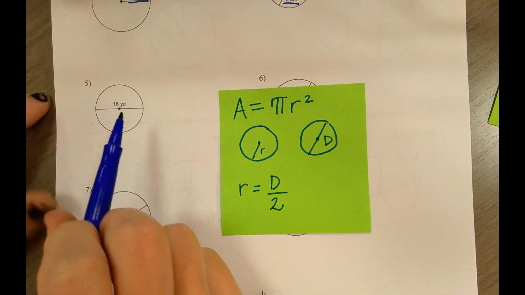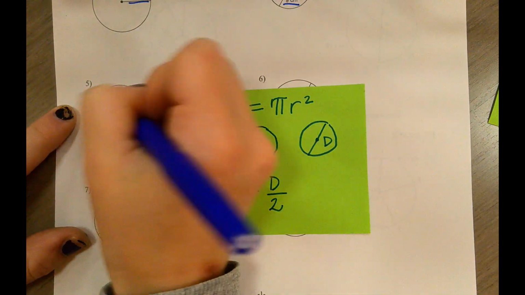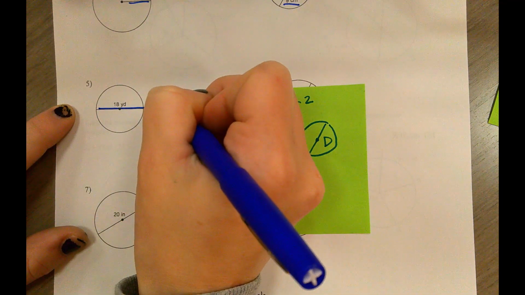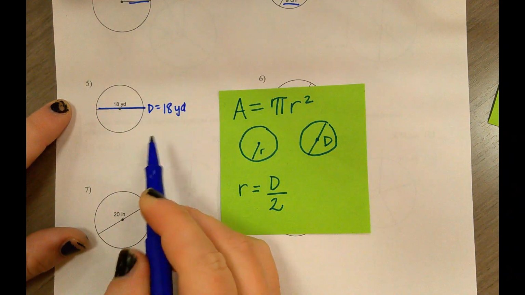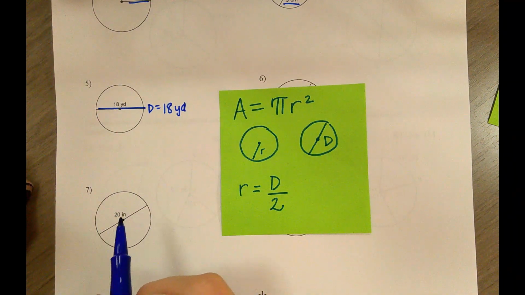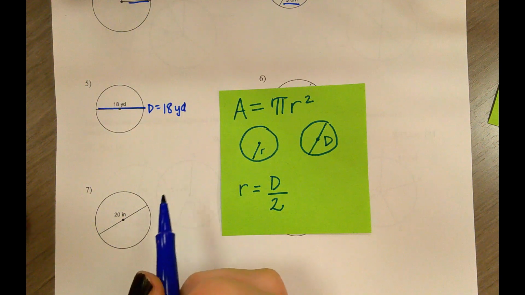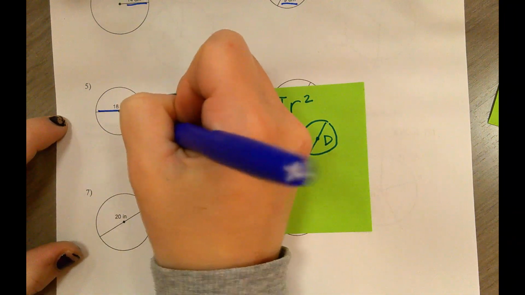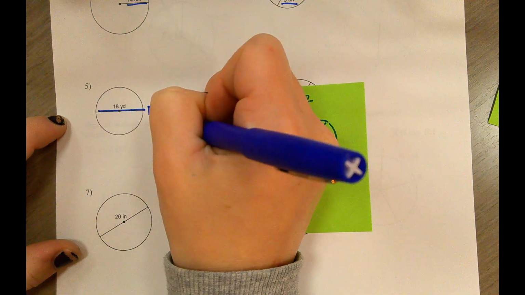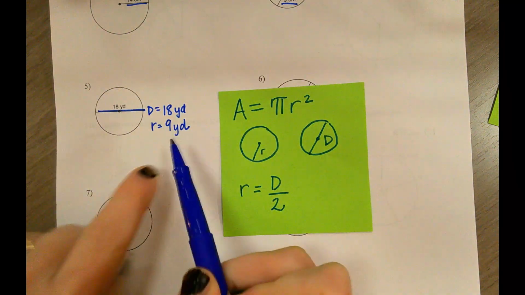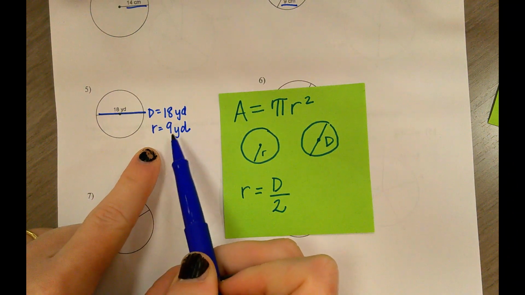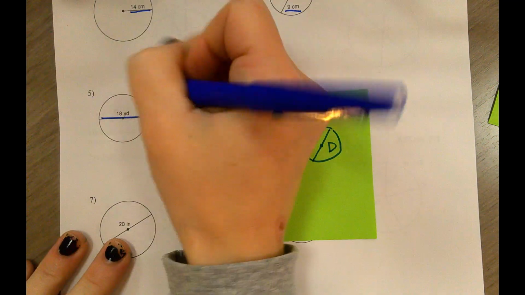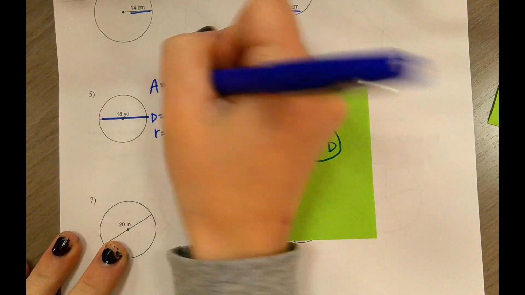So if I were to look at number 5, my diameter is 18 yards. What would my radius be? Radius would be 9 yards. Good. That's half of 18. So now that we have the radius, we'll do the exact same thing we did for numbers 1 through 4. Put that into our formula.